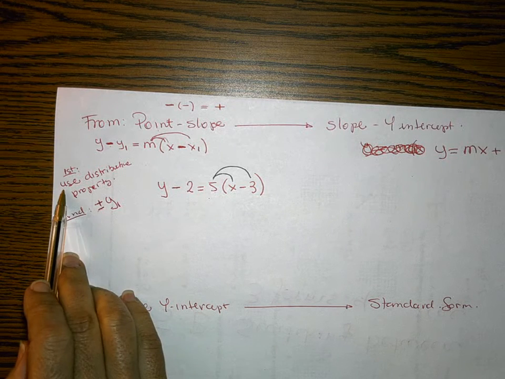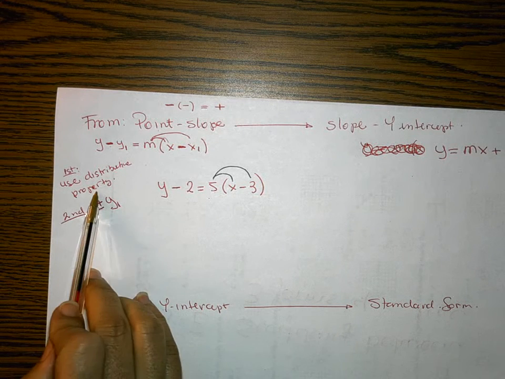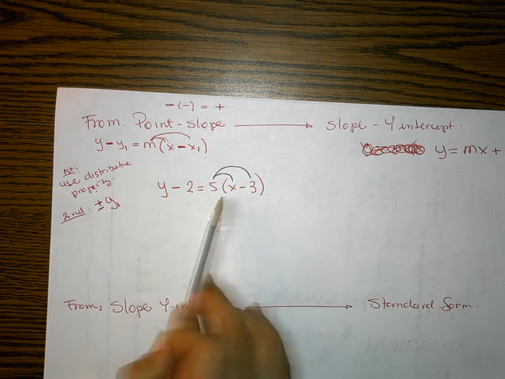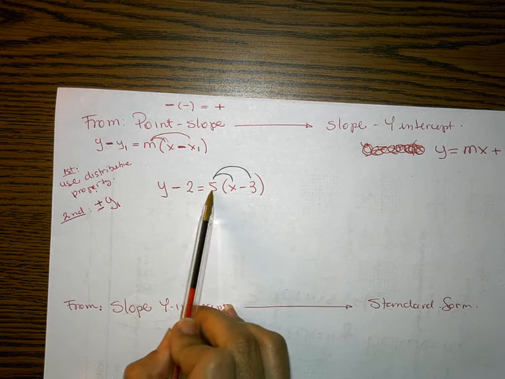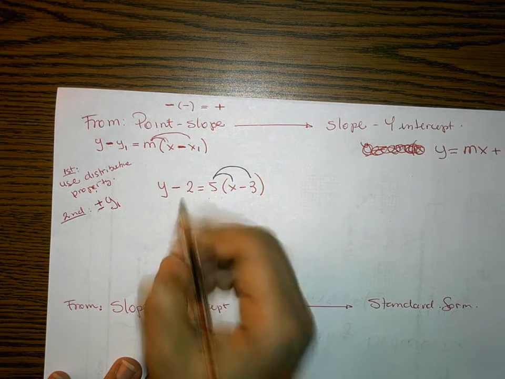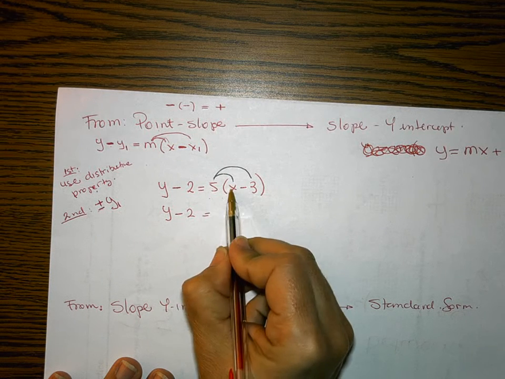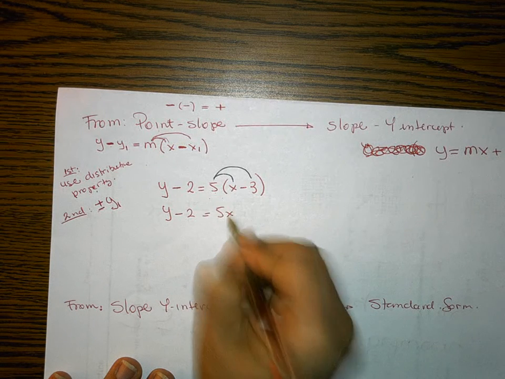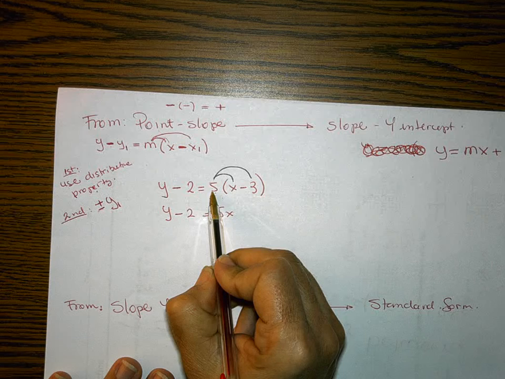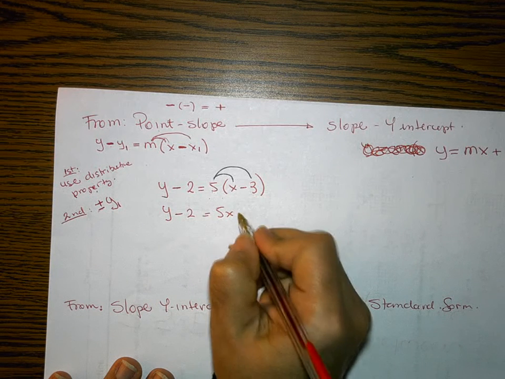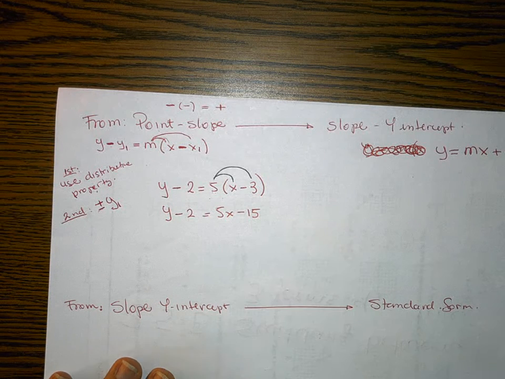When I say use the distributive property, you should be looking for parentheses, because that's when we distribute a number times a quantity. So we get our y minus a 2 equals 5 times an x is 5x. A positive 5 times a negative 3 is negative 15. So that is the first step.